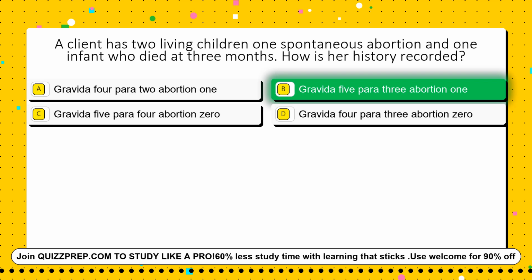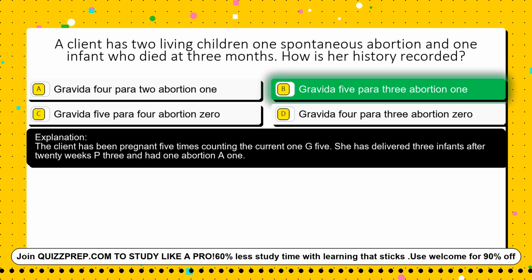The correct answer is option B, gravida 5 para 3 abortion 1. The client has been pregnant 5 times, counting the current one, G5. She has delivered 3 infants after 20 weeks, P3, and had 1 abortion, A1.